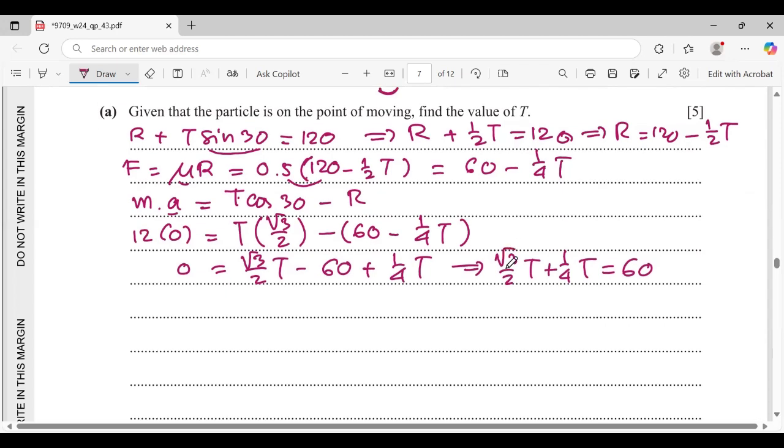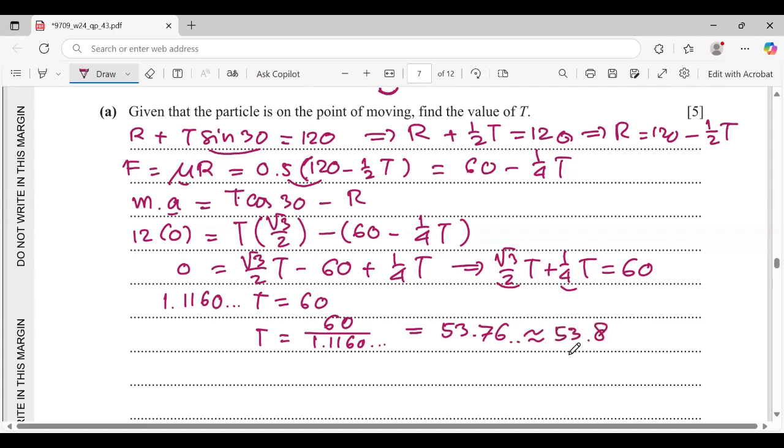Find t. So this is square root 3/2 plus 1/4 equals 1.1160 and so on. T was 60. So t equals 60 over this number, 1.1160 and so on. And the result is 53.76 and so on. Round off becomes 53.8, of course, newtons.